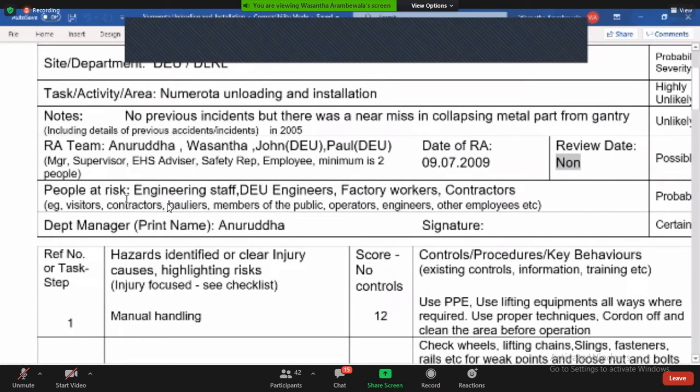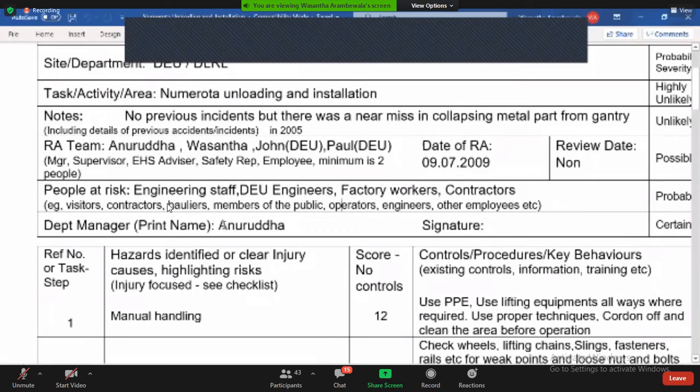Then people at risk. Who are the people at risk? If you want, you can also put numbers within the brackets. Whether the visitors, contractors, members of the public, operators, engineers, other employees, security or maintenance guys, you can highlight whatever. And the department manager and his signature.